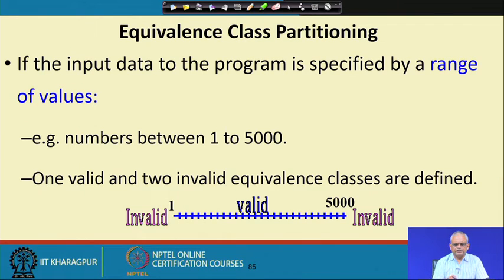Let us say our function takes an integer between 1 to 5000. These are the valid set of data, any integer value that is between 1 to 5000 is a valid input. So, this corresponds to a range of input, and we can clearly identify that there is a valid class and there are two invalid classes, less than 1 and more than 5000.